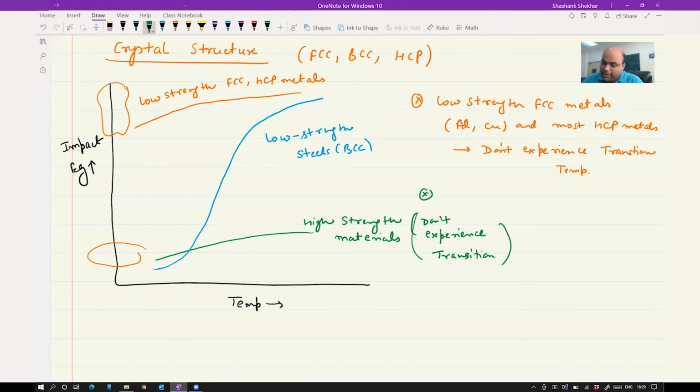Okay, so this ductile to brittle transition, you are typically going to observe in low strength steels, okay, where you have BCC crystal structure. Okay, so this is what I wanted to discuss about impact testing. And remember that in impact testing we are going to observe very high strain rate as compared to what we see in tensile testing. Okay, thank you.